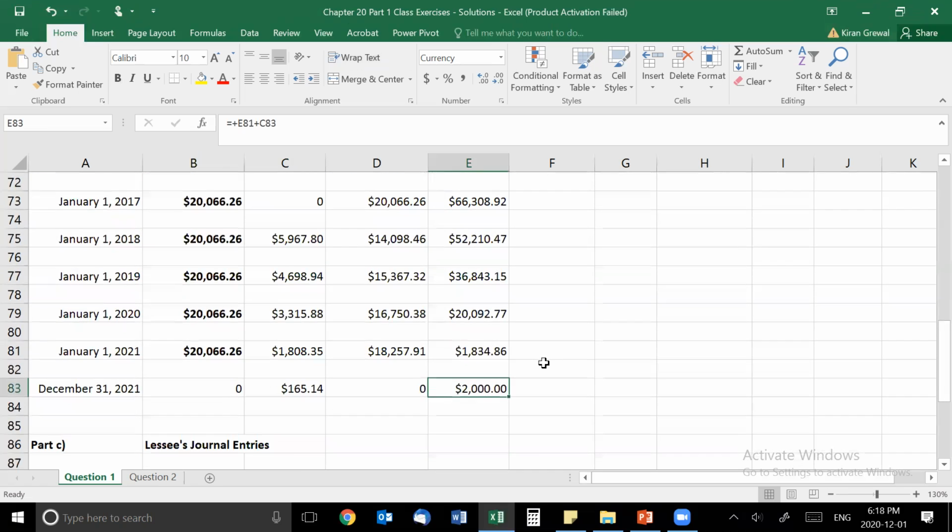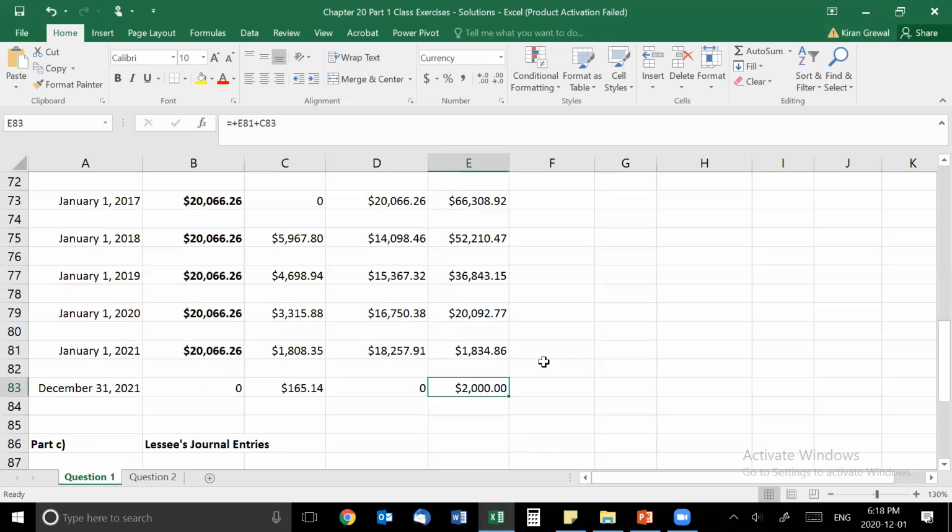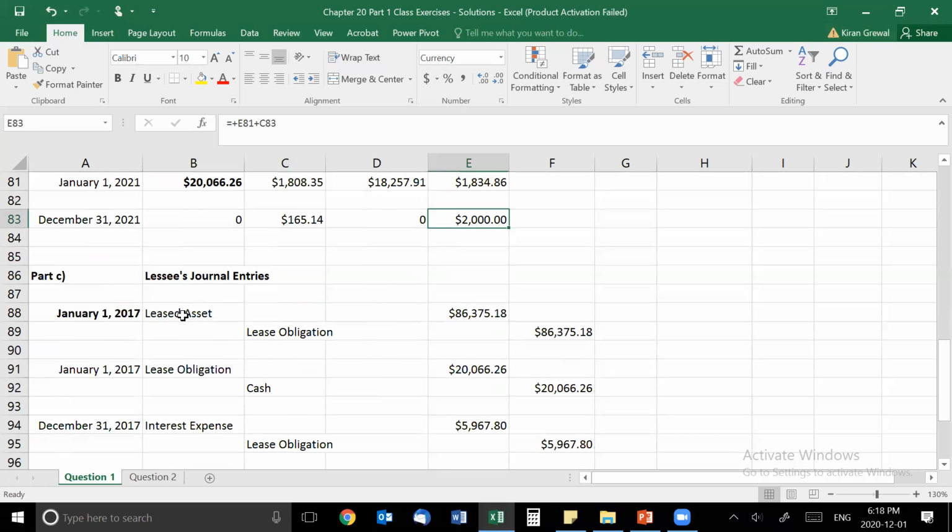Part C goes through the lessee's journal entries. So first journal entry, you just can follow what I had on the PowerPoint slides. First journal entry is your leased asset or equipment under lease. We're going to debit our present value of the minimum lease payments. We're going to credit lease obligation or obligation under lease, 86,000.